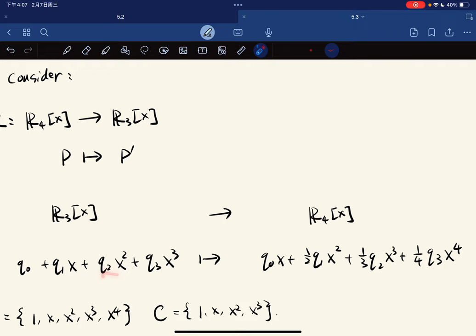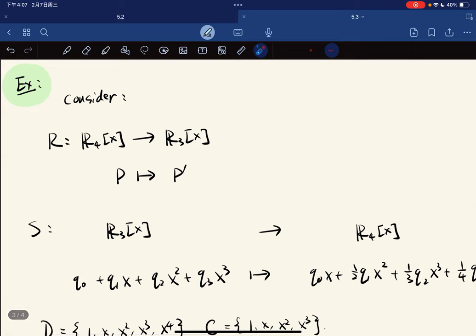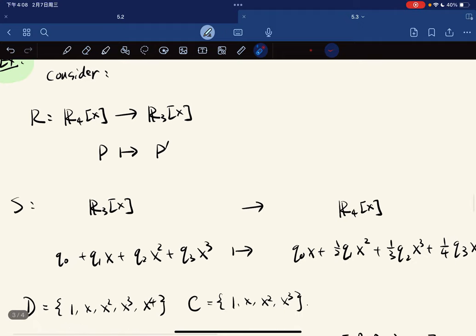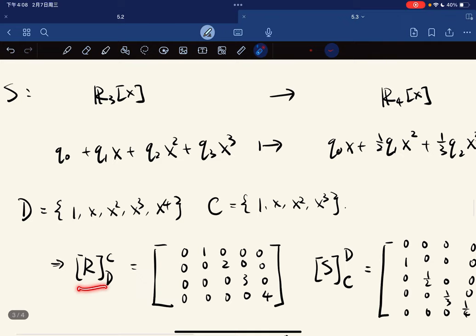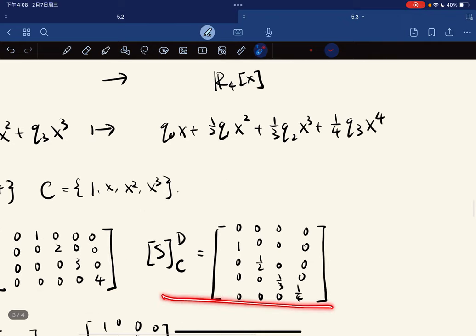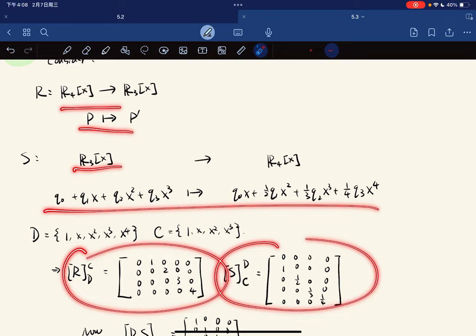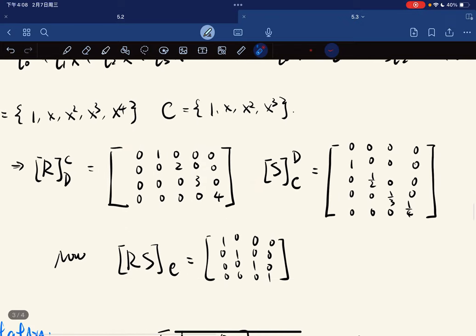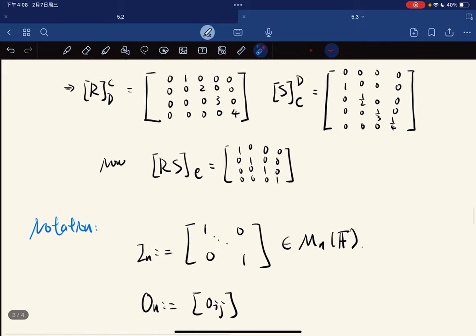By calculus, we know that derivative and integration are inverse operations. In our case, if we take D and C to be the standard ordered bases, the matrix of R is this, and the matrix of S is this. You just follow the definition and it gives these two. It's not really hard. Then R of S gives you the identity matrix. That's kind of surprising.